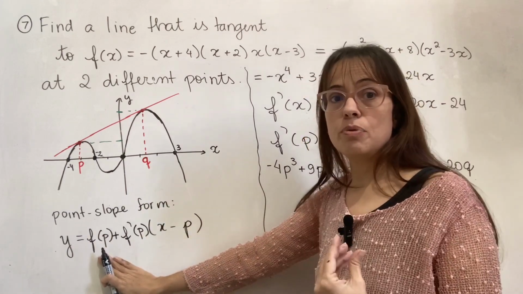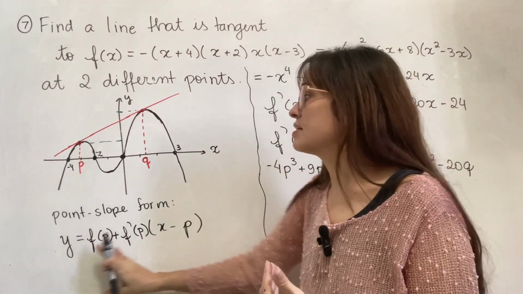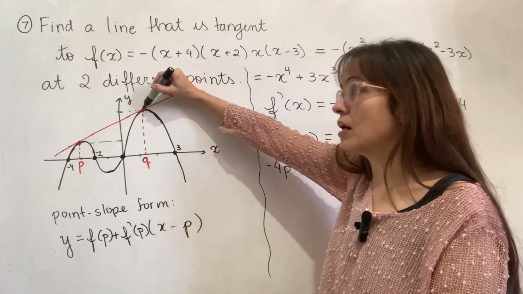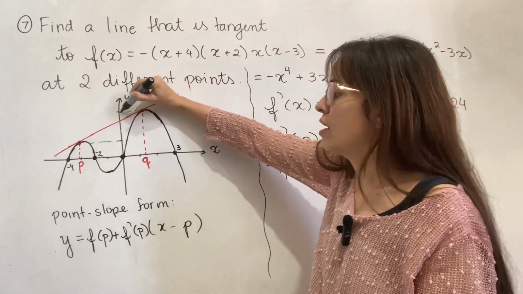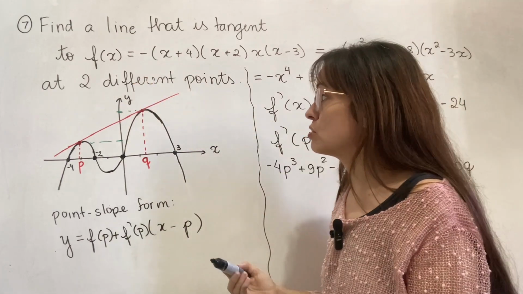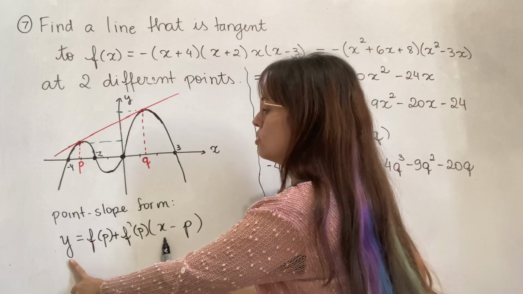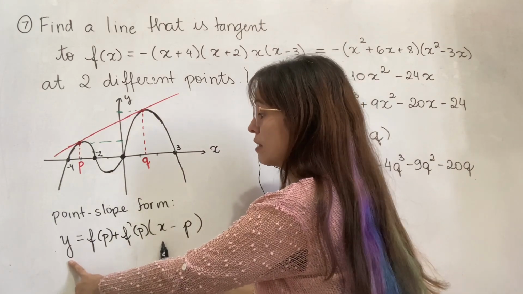And now the information that I have is that this line passes through that other point, which has coordinates q and f of q. So I'm going to substitute that here into the y and x of the line.